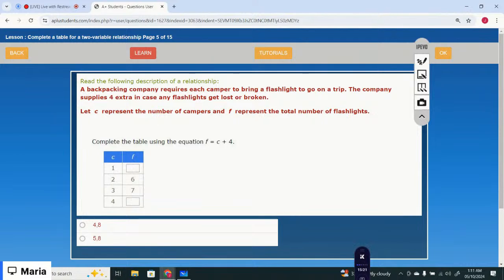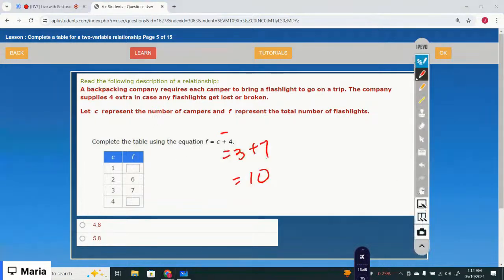A backpacking company requires each camper to bring a flashlight to go on a trip. The company supplies 4 extra in case any flashlights get lost or broken. Let C represent the number of campers and F represent the total number of flashlights. Complete the table using the equation F equals C plus 4.